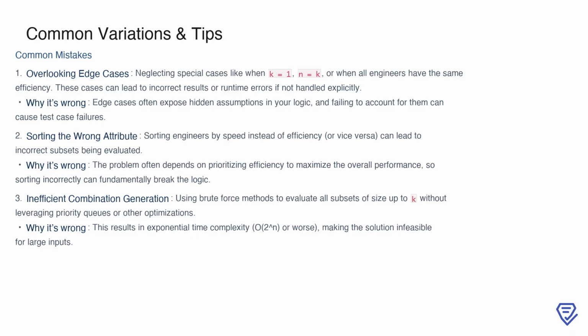Another mistake is sorting by the wrong attribute. Since the problem centers around maximizing performance, it's crucial to prioritize efficiency in the sorting step. Sorting by speed instead, for example, can fundamentally break the logic and lead to evaluating incorrect subsets. Finally, relying on brute force to generate all possible subsets of size up to k is highly inefficient. This approach can result in exponential time complexity, making it infeasible for larger inputs. Instead, leveraging optimized strategies like priority queues is essential to ensure the solution scales well.